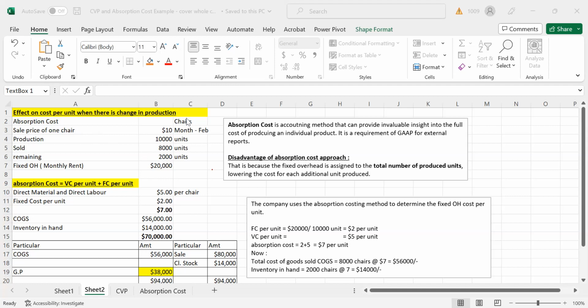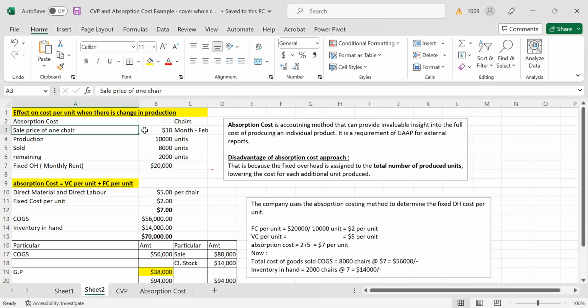We are going to produce some chairs. The selling price is 10 and the production is 10,000 units. Then we sold 8,000 chairs in that particular period, in the month of February. The remaining closing stock is 2,000 units. We know that the monthly rent is 20,000. Absorption costing is variable cost per unit plus fixed cost per unit, right? So direct material and direct labor is 5, and fixed cost per unit is $2.